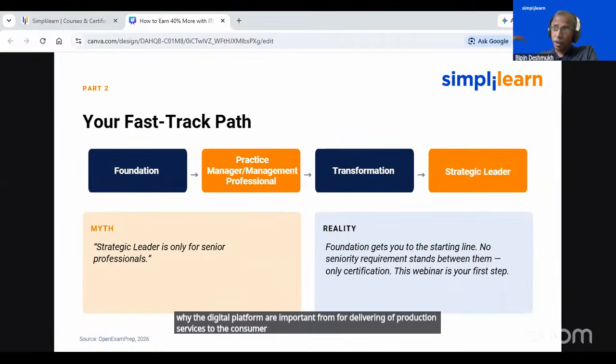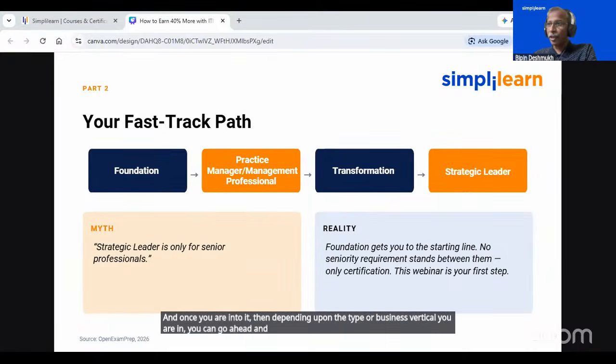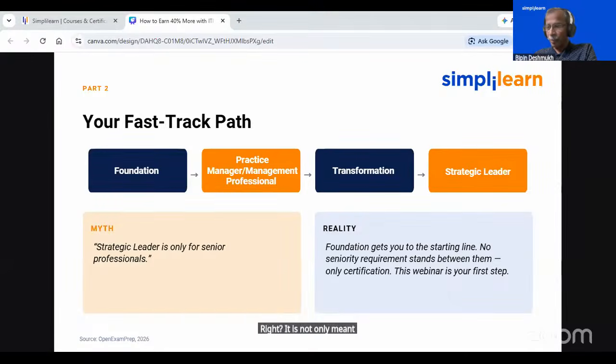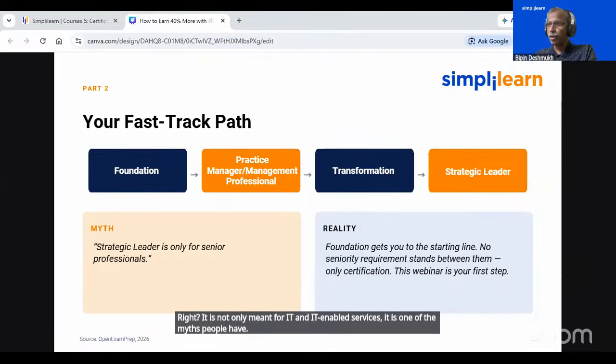Once you are into it, then depending upon the type of business vertical you are in, you can decide what next you can do. It is not only meant for IT and IT enabled services. It is one of the myths people have, but it is not only meant for IT and IT enabled services. It is meant for all the industries which are delivering products and services using digital platforms.